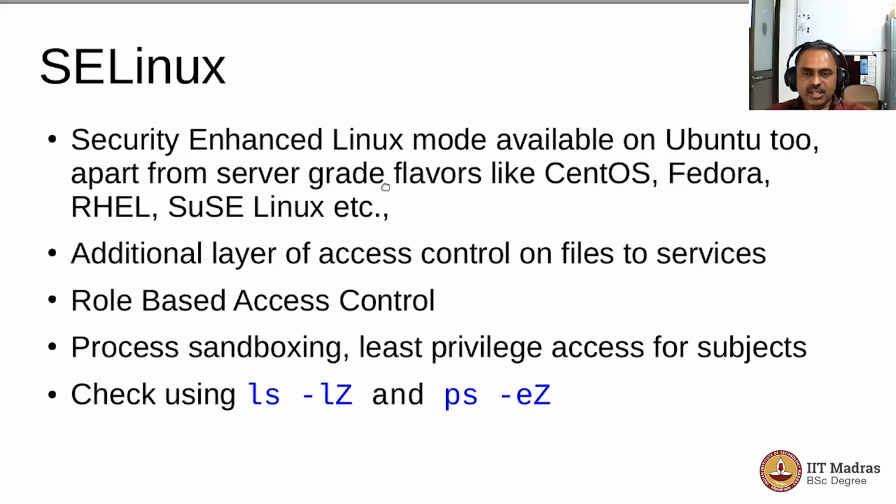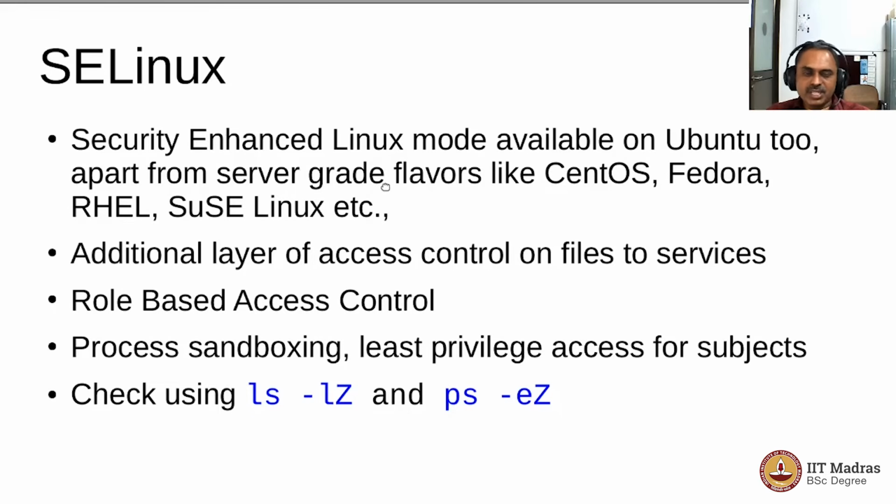So this is a layer beyond the file system permissions that we are already familiar with. SE Linux offers what is called role-based access control. Different services and different users can have different levels of access to different directories, and thereby we can protect the operating system from being taken over by malicious intent from a remote location through the services that we are offering. SE Linux also provides what is called sandboxing for every process.